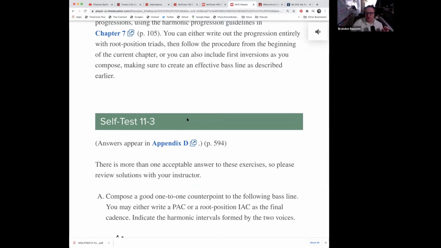You can either put in your first inversions now, or you can do how the book did it when they held our hand through the process and write everything in root position, and then remind ourselves, okay, we've got to move all of our diminished intervals to first inversion. Remember all their guidelines? I liked their hand holding. It was nice.